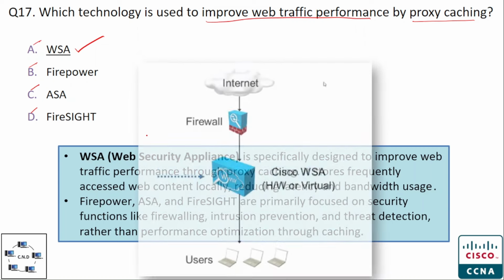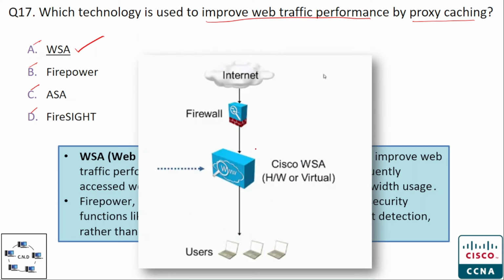So WSA, Web Security Appliance, is the correct answer, and this is how the Cisco WSA is deployed. When the user accesses web content from the internet, the most frequently accessed web content is stored in the WSA, and the next time the user accesses the same content, it is retrieved through the WSA, which reduces the latency as well as the bandwidth consumption.